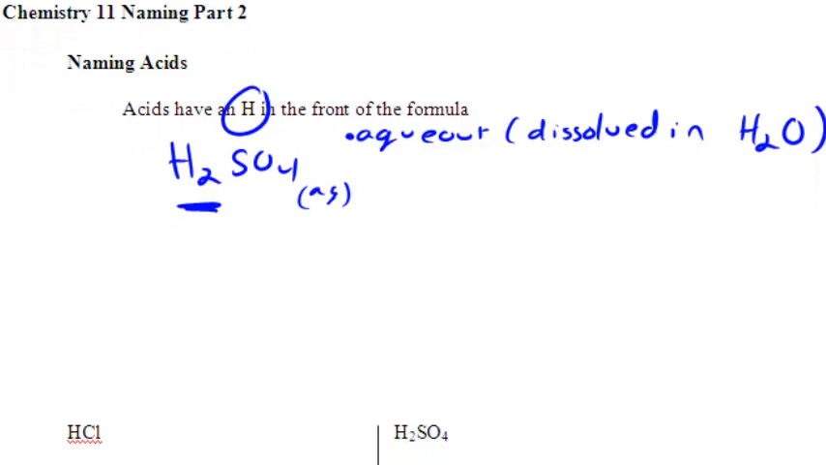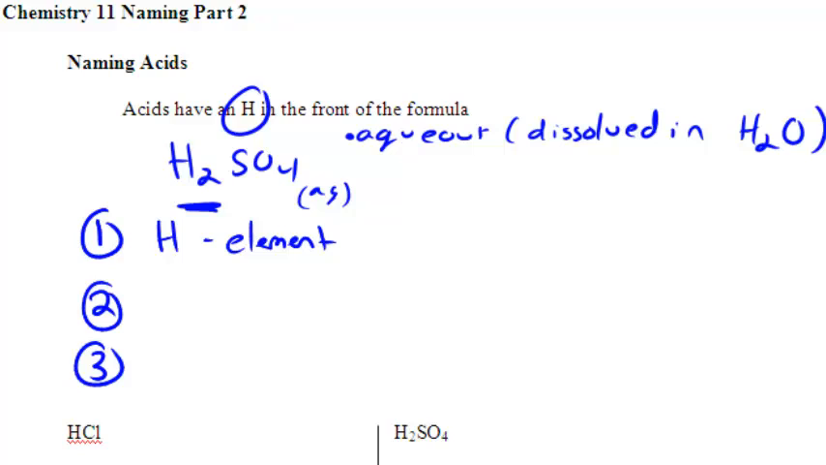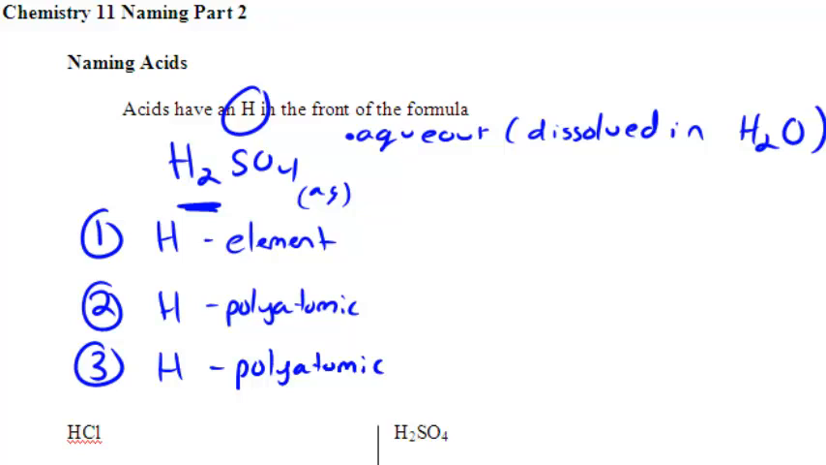Let's look at the naming system. We have two that we care about. We have H and an element. We have H and a polyatomic ion, which remember is on the back of our periodic table of elements. So let's look at the H with the element first. For example, if you look at H2S aqueous, this S is an element, it's sulfur.